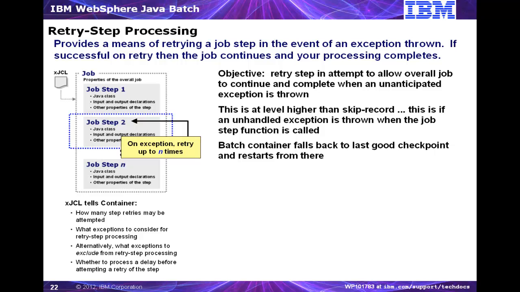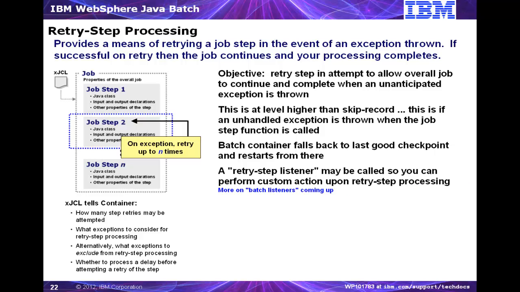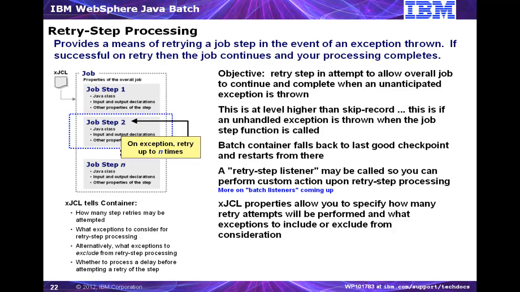When a batch step exception is thrown, the container will roll back to the last good checkpoint position. When the step is automatically retried, the container restarts from that checkpoint. The container will call a listener program you provide when a job is retried. This gives code you write the opportunity to log information about the exception that occurred. Properties you supply in the XJCL indicate how many retries are permitted and what exceptions to consider.